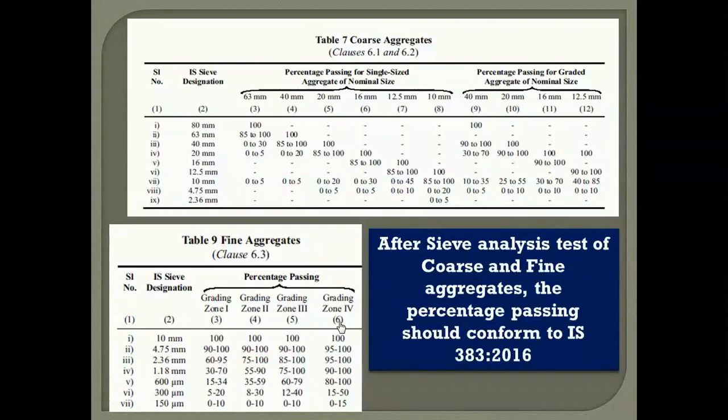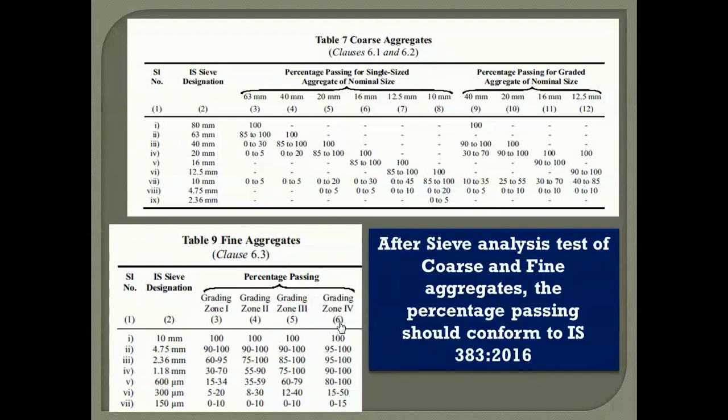Whatever percentage passing you find for fine aggregate at 4.75, 2.36, 1.18, as you arrange the sieves, it should conform to any one of the zones given for fine aggregate. Similarly for coarse aggregate, after doing sieve analysis, the values given for particular sieves should also be obtained in your sieve analysis test. Then only can we say the material is conforming to the IS 383 code book.